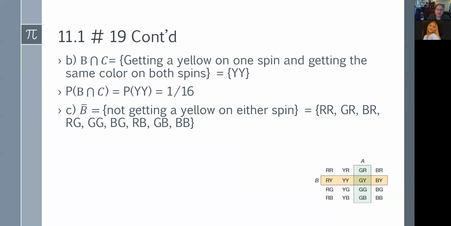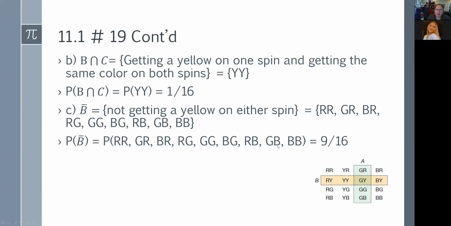Part C of the problem, B complement. Well, since B was getting yellow on at least one spin, if that didn't happen, that means we didn't get yellow on either spin. And so I've listed out the possibilities where neither spin was yellow. So both are red, or we have red and then green, or green and then red, blue and then red, red then green, both green, blue then green, red then blue, green then blue, or both blue. And so the probability of that happening, I need to count up how many of those there are, and there are 9 of them. So the probability is 9 out of 16.